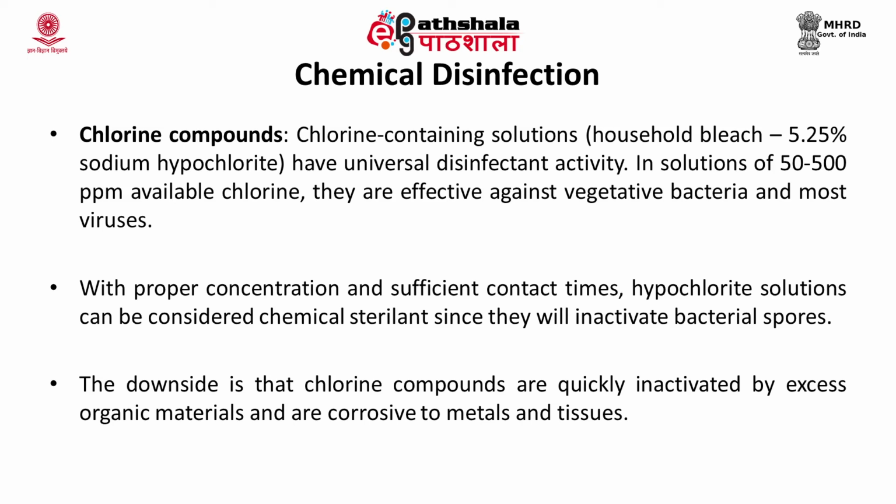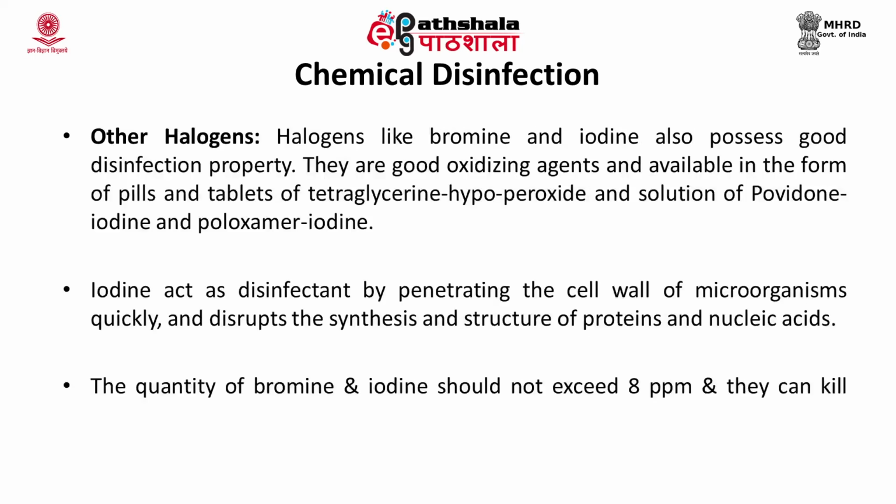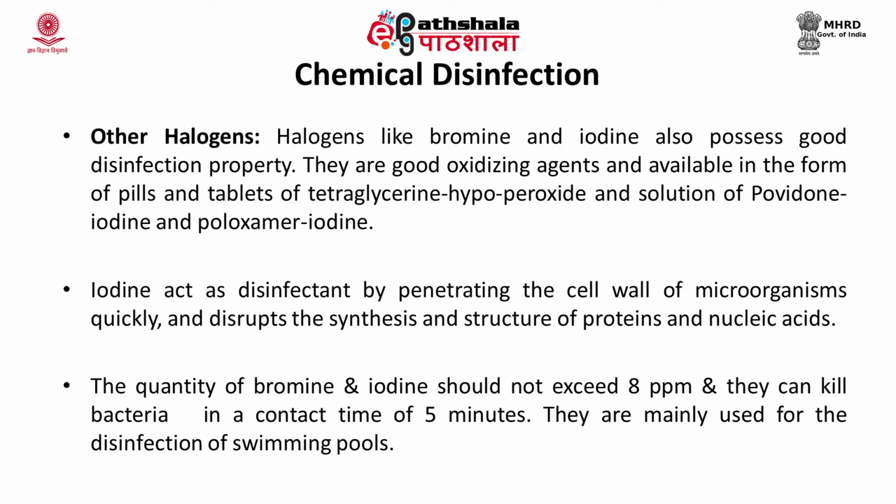They are also producing an obnoxious odor, and their presence is an environmental concern. Other halogens like bromine and iodine also have good disinfection properties. They are also good oxidizing agents and are available in the form of pills and tablets. A generally used disinfectant is povidone iodine, and as these halogens are costlier than chlorine, their application is limited.